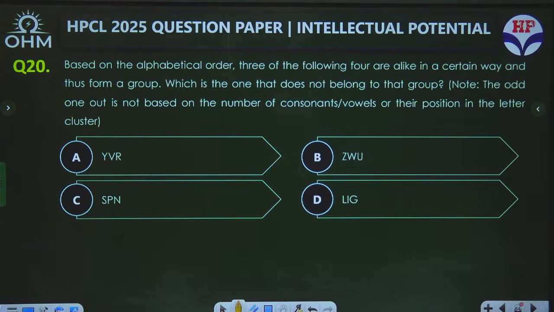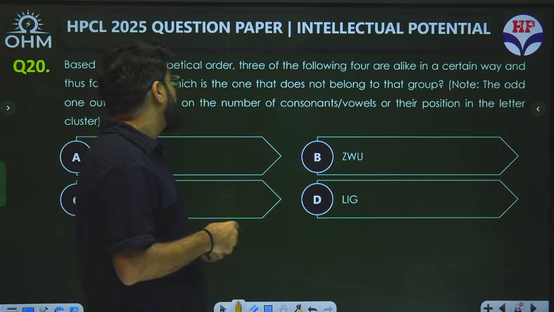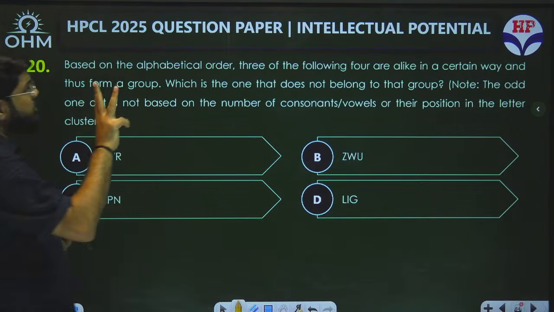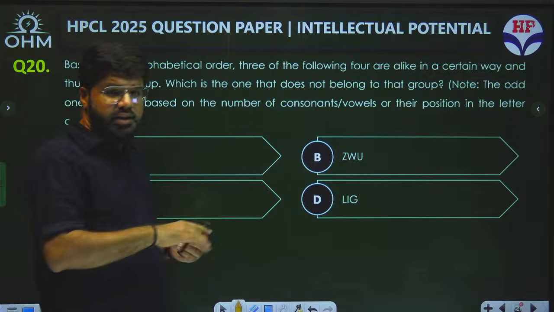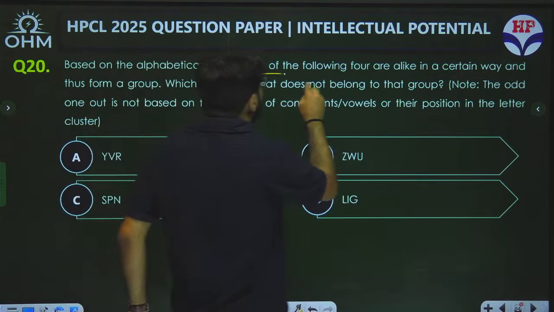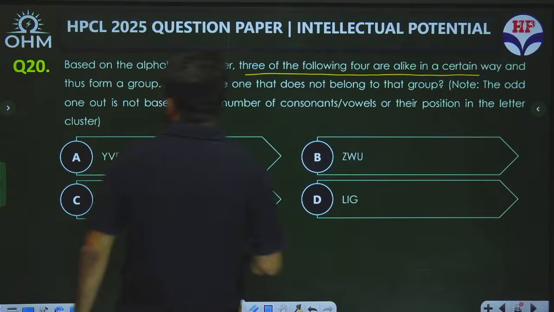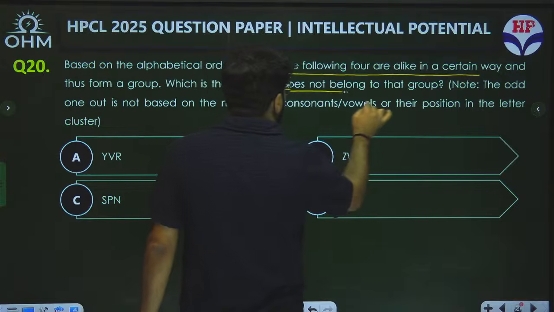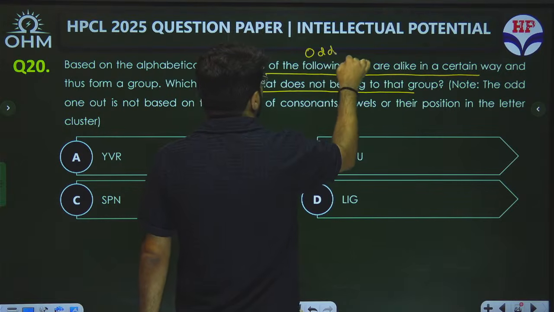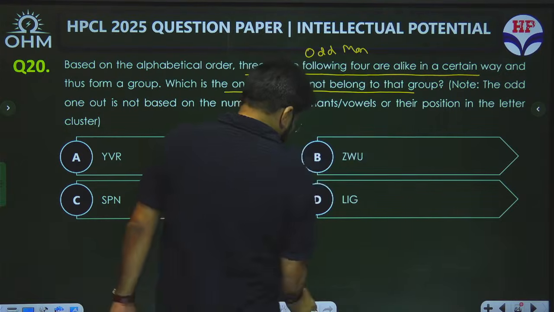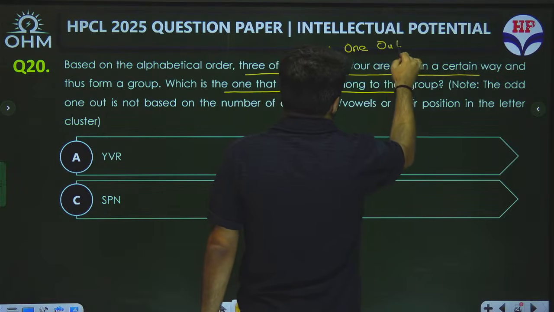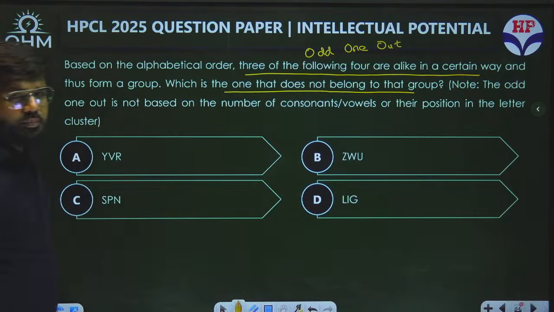Again on the letter. This is odd one out. Okay, now see, there are 2-3 questions on letters which is like odd one out. Based on the following alphabetical order, 3 of the following 4 are alike in a certain way. So out of the 4 options, 3 are alike in a certain way and they form a group. What is the one that does not belong to the group? Okay, we call this question as odd man out, or odd one out. Anything you can name. Out of 4, 3 will have a pattern. 1 will not follow the pattern. You have to select that.